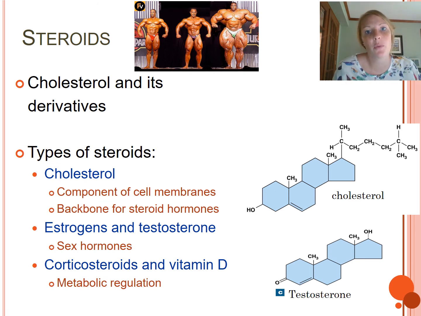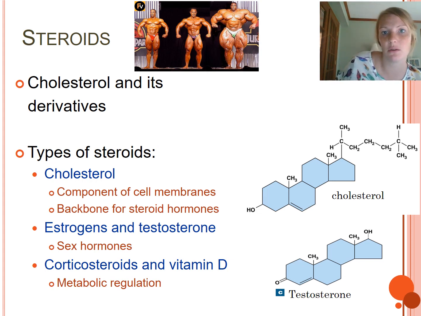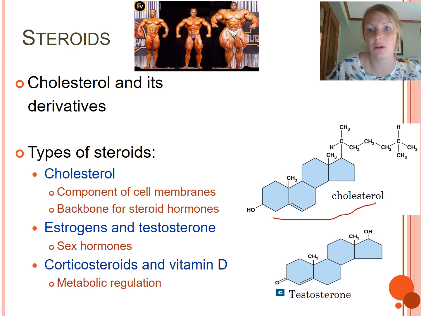Steroids are another important type of lipid. They are derived from cholesterol. So cholesterol is a lipid, a major component in all of our steroid hormones within our body. And here's our parent cholesterol molecule. So cholesterol is a good thing, but too much cholesterol can be bad for you. But cholesterol is what we need to make a bunch of hormones, which are really important.